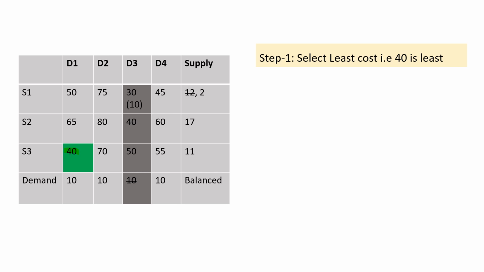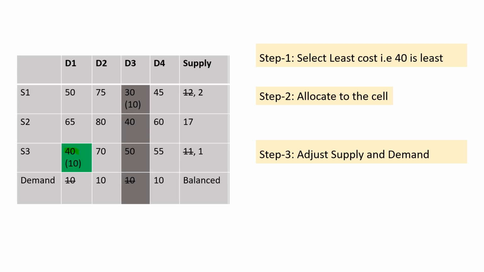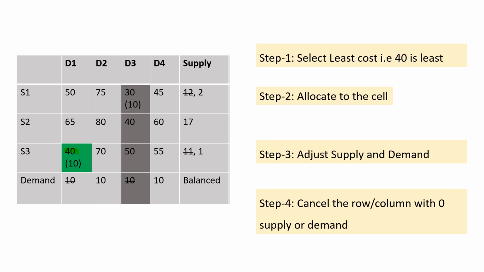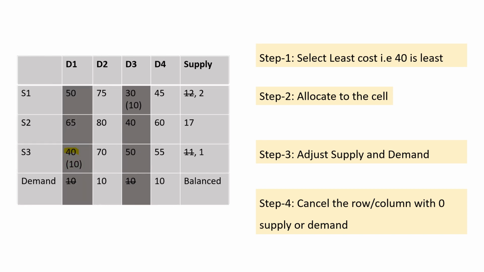The next step is to allocate to this cell. There is 10 and 11, so we assign 10 here because it is smaller. Then we adjust. We subtract 10 from 11, and the remaining is 1. Next we cancel the row or column with 0 supply or demand. Here there is 0 demand, so we cancel this D1 column. D1 column is cancelled, and now we remain with 2 columns.